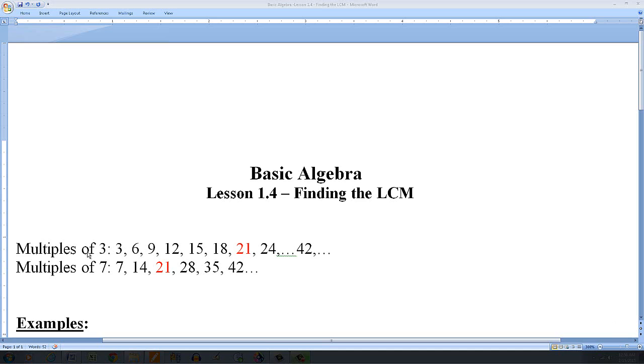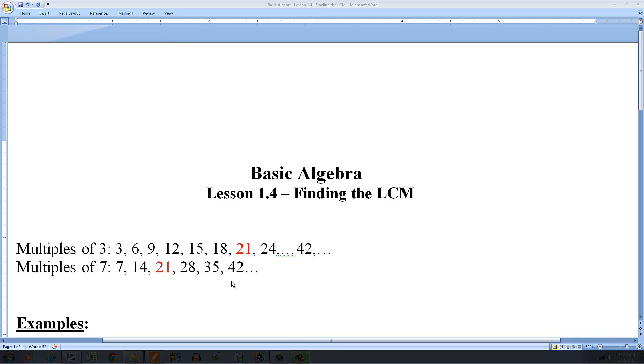Let's look at multiples of 3. The multiples of 3 are 3, 6, 9, 12, 15, 18, and so on. In other words, you multiply the number by 1, by 2, by 3, by 4 consecutively. And of course you're going to have an infinite number of multiples of 3. Below I have the multiples of 7: 7, 14, 21, 28, and so on.